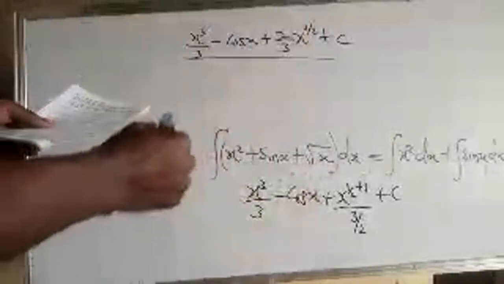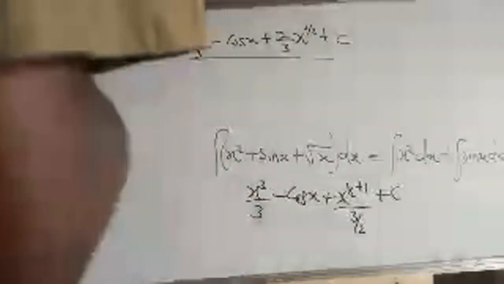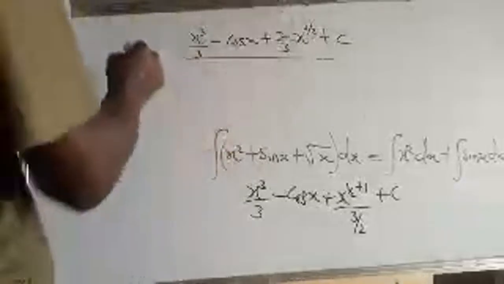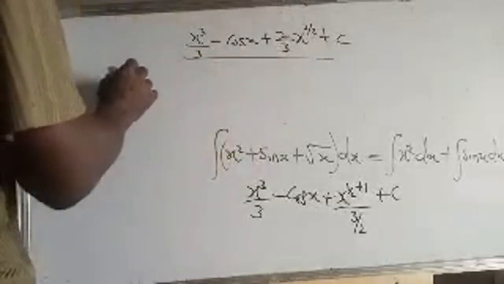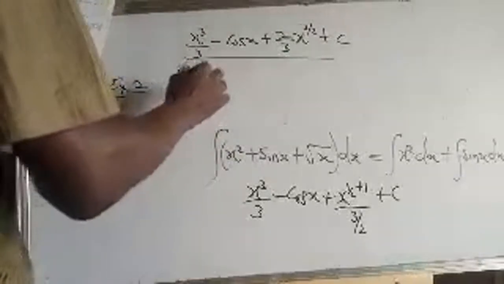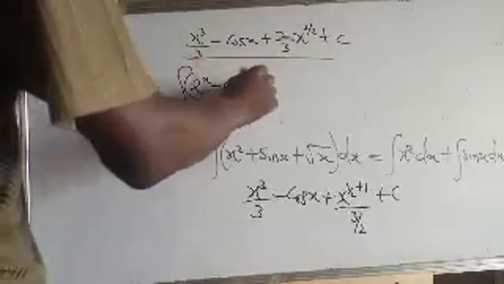Now let's look at another one. Because of our time, let's quickly look at another one before we go to rule 2. Look at this question, because it's interesting. The integral of exponential x minus cos x dx.